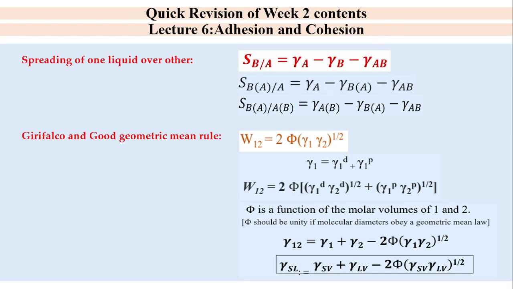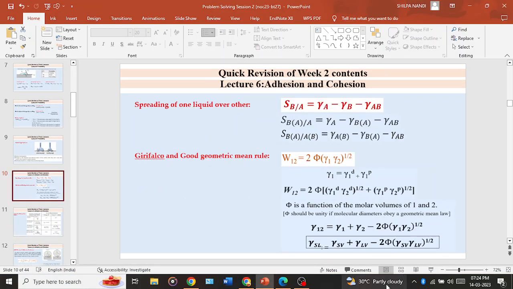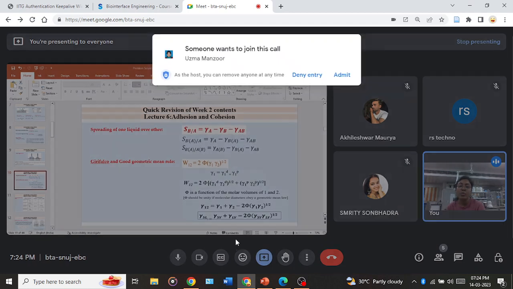So lastly, in lecture 6, that is adhesion and cohesion, the spreading of one liquid over another was described, that is, S of B on A is given as gamma A minus gamma B minus gamma AB. And we also studied the Girifalco-Good geometric mean rule.